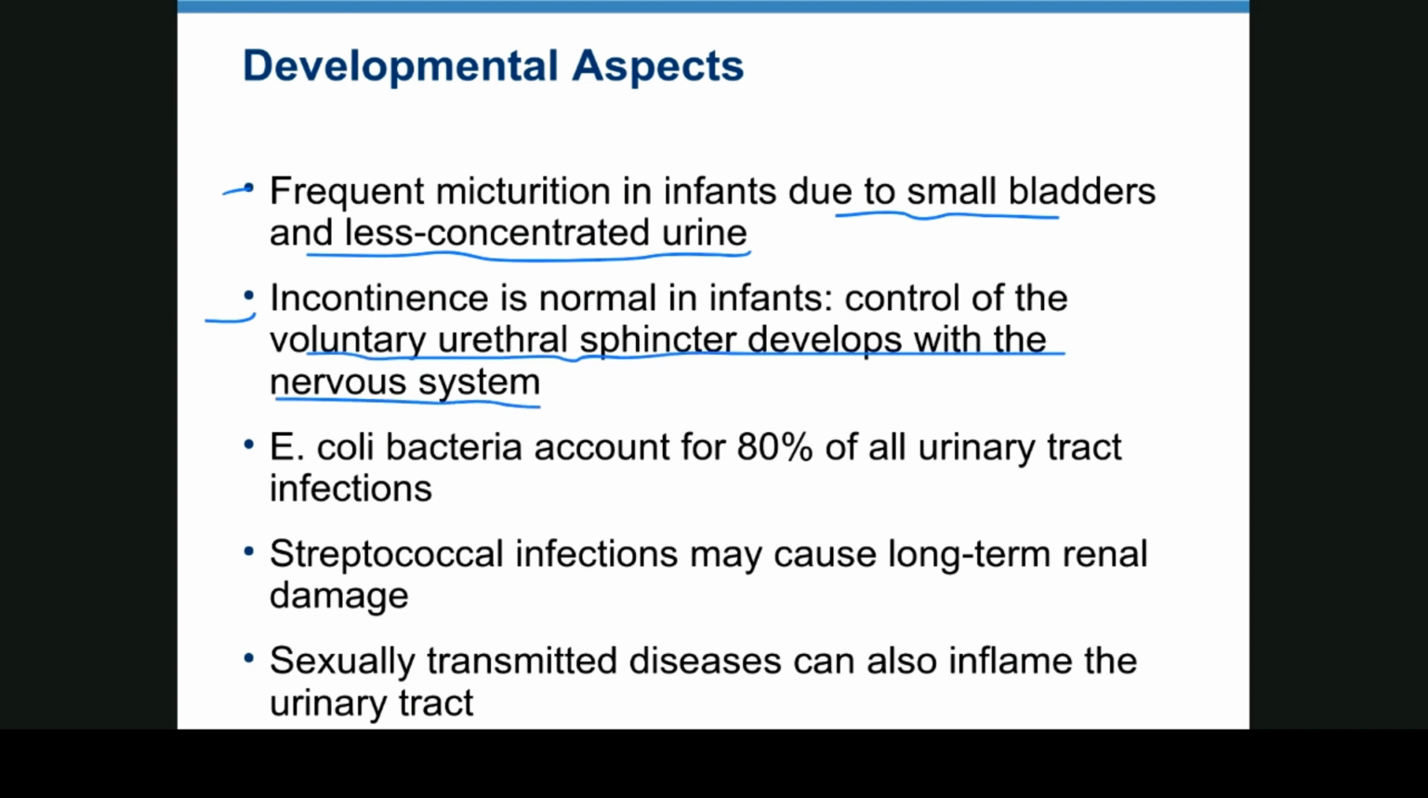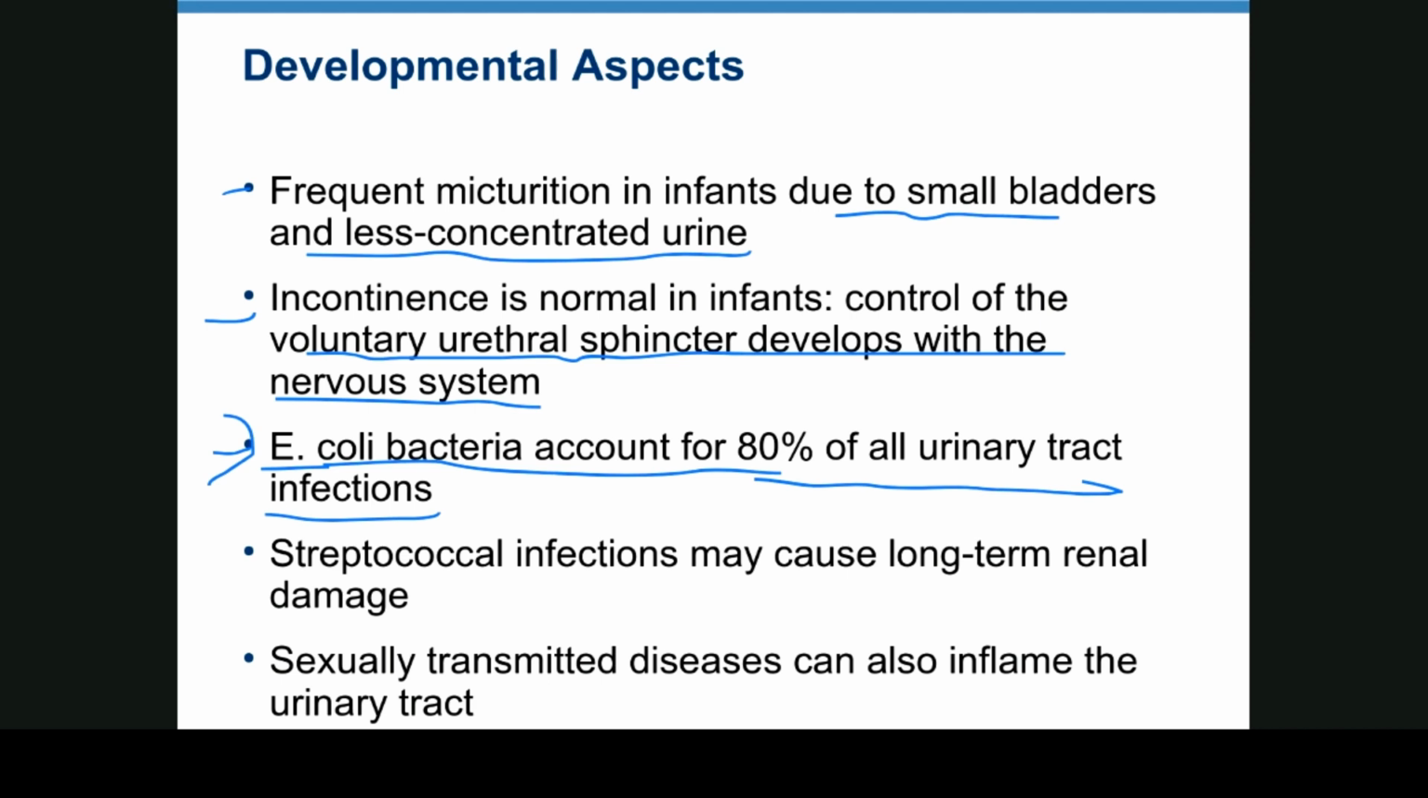Okay, this is another subject actually. E. coli bacteria account for 80% of all the urinary tract infections. And the E. coli comes from the digestive tract. It's normal flora in the digestive tract, an infectious agent in the urinary tract. And females are much more susceptible to urinary tract infections simply because of the short length of the urethra.